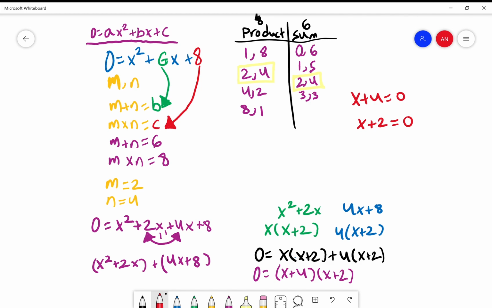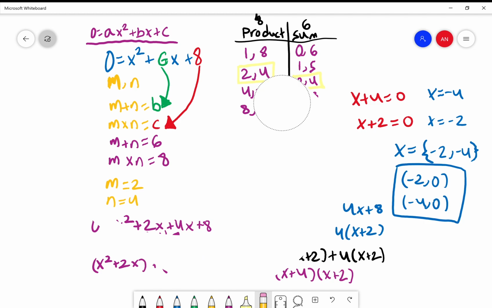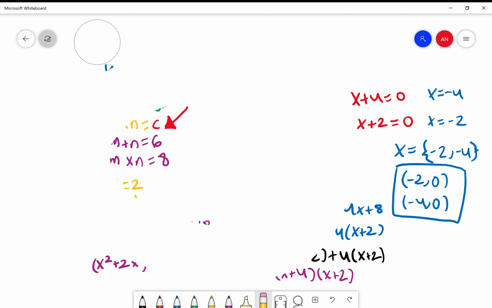So here, we can solve this using normal algebra. x is equal to minus 4, x is equal to minus 2. So the roots, or the solutions, are minus 2 and minus 4. On a graph, the points would be minus 2 comma 0 and minus 4 comma 0. These are our roots. Okay. Now let's have some example questions.